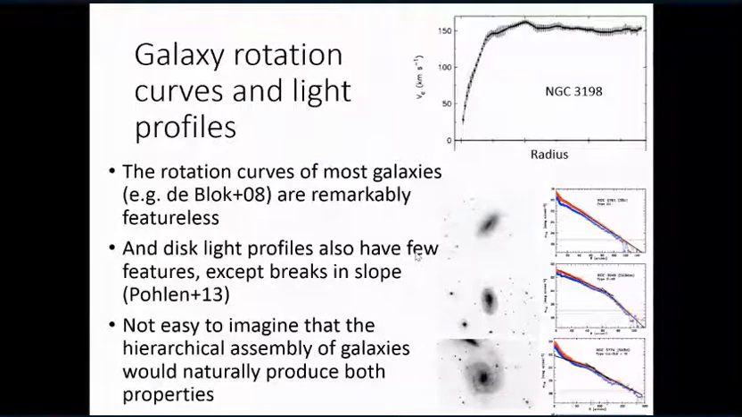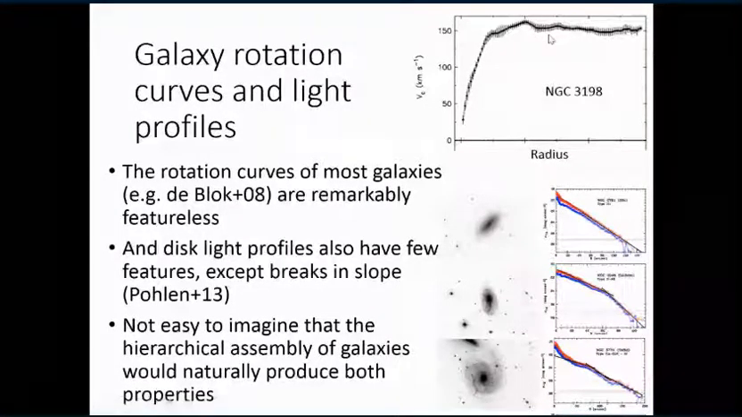We also observe, when we look at galaxies, this is a collection of rotation curves from high quality 21 centimeter data by De Block et al. I've just chosen one, 3198 from their paper. And you see a smooth rise and a relatively flat, almost featureless part of the rotation curve. And this shape of the rotation curve has been remarked upon by many people as being remarkably featureless.